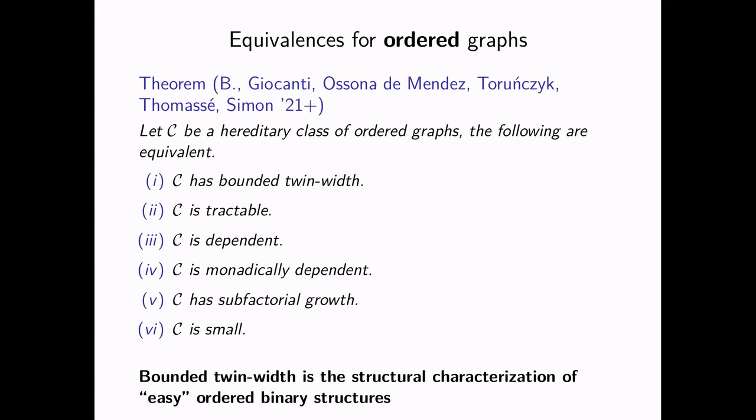So twin-width gives you the structural characterization of dependent classes in that context that is currently missing to tackle Gajarský's conjecture. So for that conjecture on general graphs, we would need probably some structural insight on what it is that makes a class dependent. And well, we know that we'll have to generalize nowhere dense classes and bounded twin-width classes, and it's a very exciting ongoing line of work.